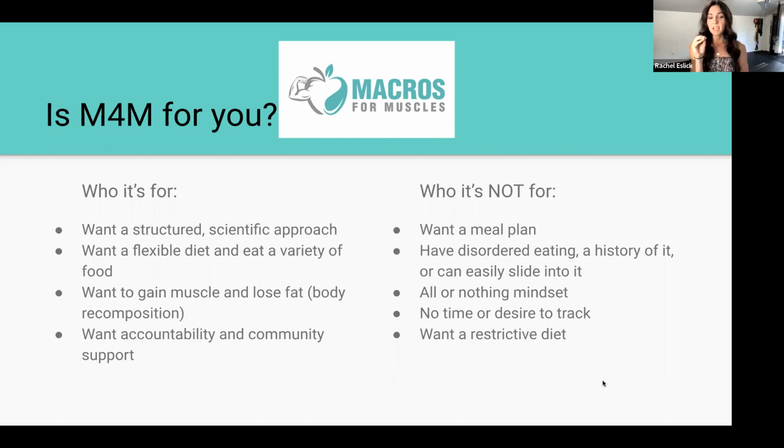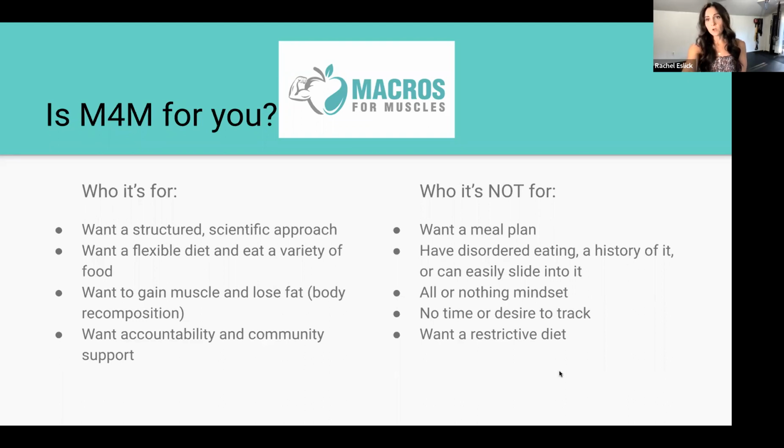This is not for people who want a meal plan. I'm not going to tell you what to eat. I'm also not going to be the food police. This is something that you guys need to kind of figure out for yourselves. What do you want to eat? What do you like to eat? These are some things that I suggest, but you guys can make it your own. This is not a meal plan thing. This is not for people who have a disordered eating tendency or could easily slide into disordered eating.